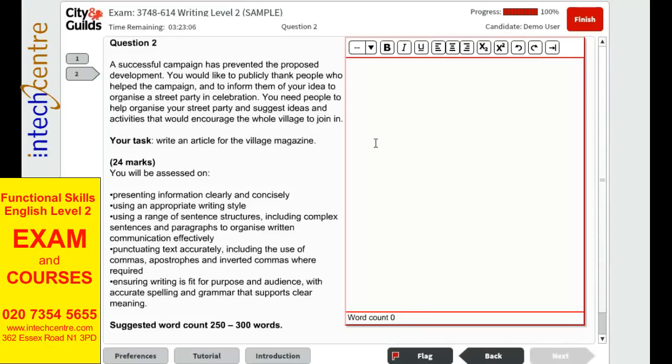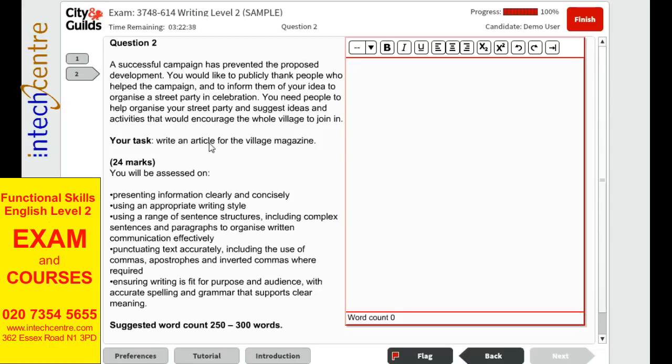So if we just have a read of the scenario and the question, a successful campaign has prevented the proposed development. You would like to publicly thank people who helped the campaign and to inform them of your idea to organize a street party in celebration. You need people to help organize your street party and suggest ideas and activities that would encourage the whole village to join in. Okay, so your task is to write an article for the village magazine.